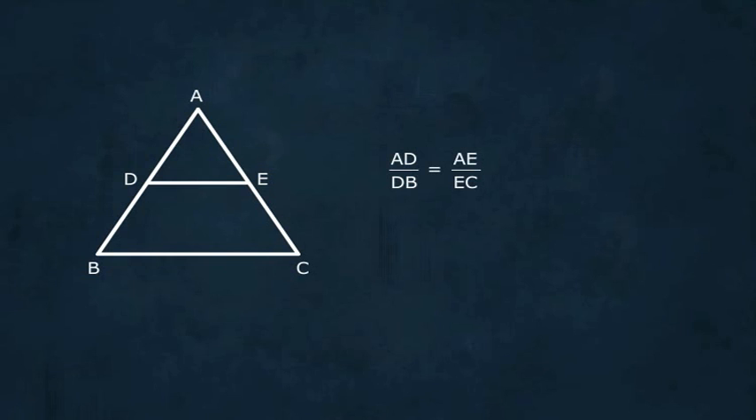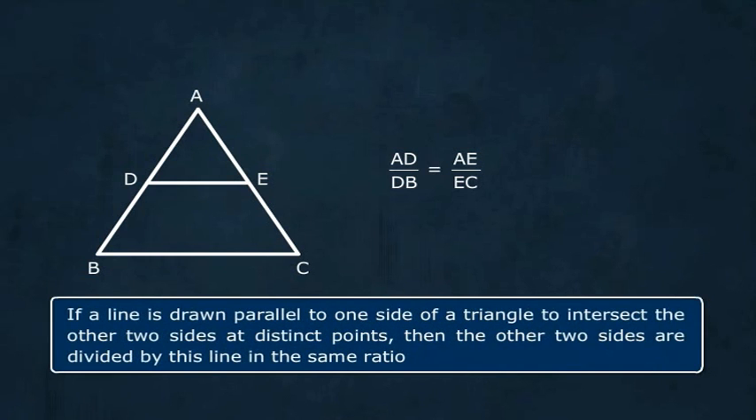Now, if I have to say it in words, I'll say, if we have a line parallel to one side of a triangle, then that line divides the other two sides in the same ratio. It's a very important theorem of triangles. It's given by Thales. And you know what? It is known as, I'm sure you've guessed it, basic proportionality theorem.